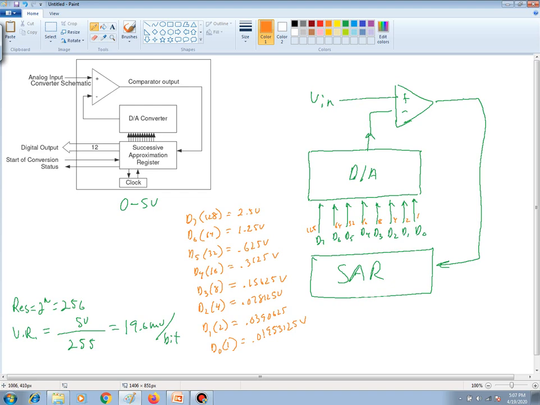So the way that the SAR will figure out the conversion is something like this. If we were to let VIN be equal to, say, 1 volt exactly, the SAR would turn on D7 first, and so the 1 volt would be compared against 2.5 volts. If it's gone over, it turns off D7 and then turns on D6. D6 is going to place 1.25 volts. Again, it's gone above your VIN value of 1 volt, so it turns off D6. Then it turns on D5. It says, well, I have not gone over, so it leaves D5 on.